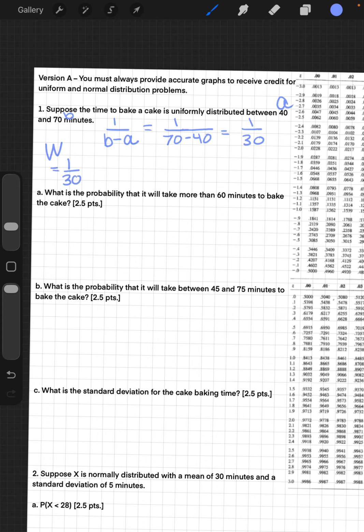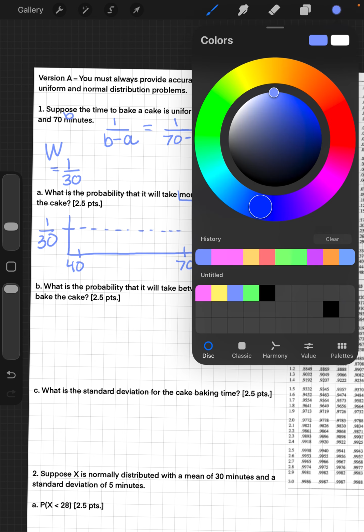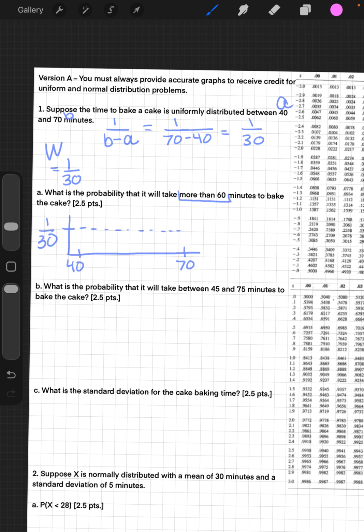So it wants to know more than 60 minutes. I'm gonna draw my graph. 130. I have 40 right here. 70. That's my line. And then it asks for 60 to be right here. So everything more than 60 minutes.